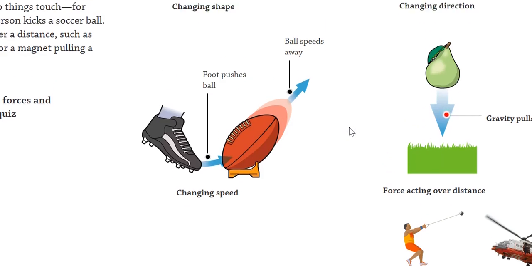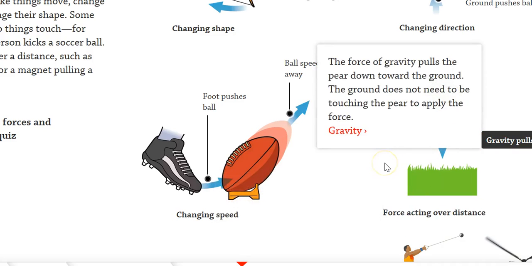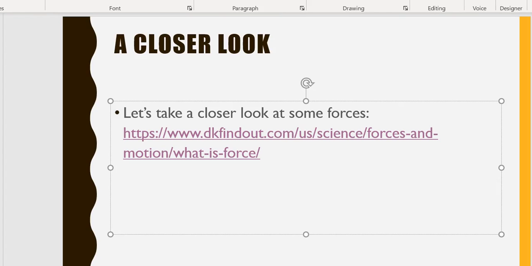Some forces act over a distance. Some forces can act on objects without touching them. Remember, that's called a non-contact force. The force of gravity pulls the pear down toward the ground. The ground does not need to be touching the pear to apply the force. Let's take a look at how some forces act.